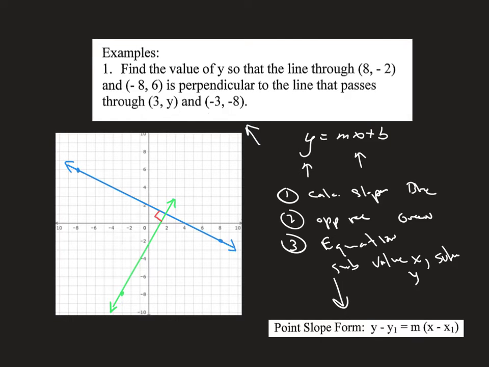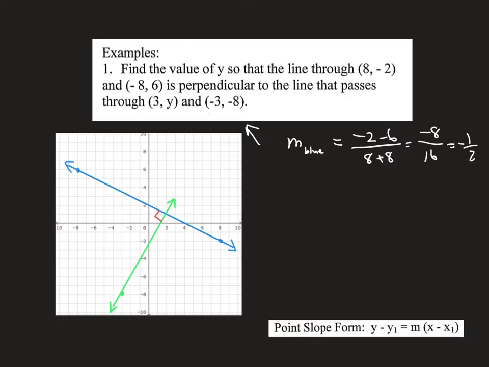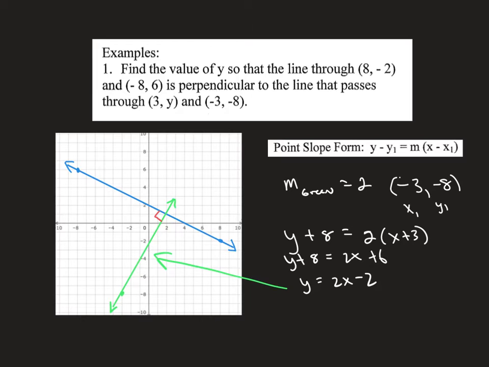So let's go ahead and get that process done. Okay, so first I took my (8, -2) and my (-8, 6), put that into the slope formula, and reduced it down to -1/2. And so my slope of my green line is going to be the opposite reciprocal of that, or 2/1. So let's see how this all shakes out. I have a slope of 2 and a point (-3, -8) is my given point on said green line.